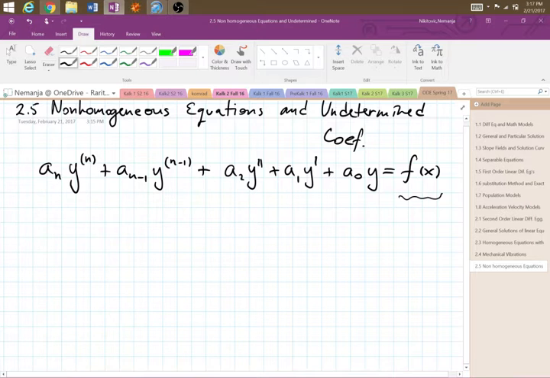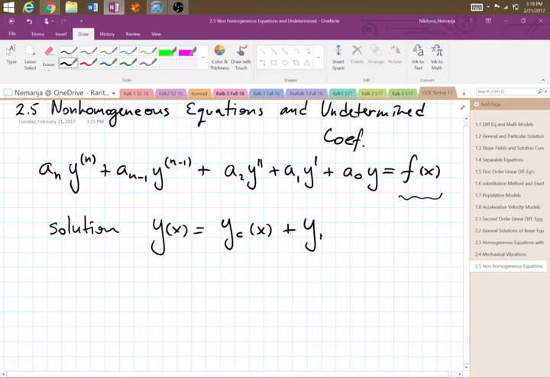Now, from before, we know that the solution will have two parts. So y of x would be y complementary of x, which is the part that comes from solving the homogeneous case, plus y particular, which is the function that we get from solving the other part that has a forcing term.